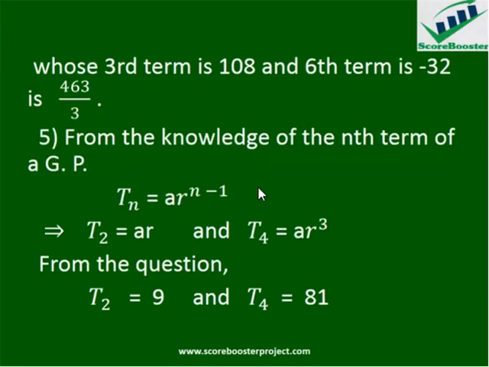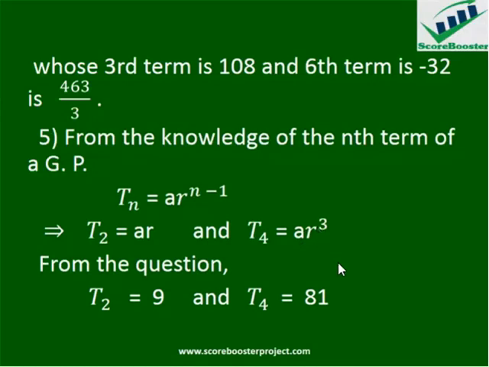This is almost the same as the fourth question. From the knowledge of the nth term of a geometric progression, which is given by this formula, if we substitute n equals 2, we have the second term, which is the same as writing a r raised to the power 2 minus 1. 2 minus 1 gives 1, r raised to the power 1 is r. So T2 equals ar, and T4, as we have in the previous question, is ar cubed.